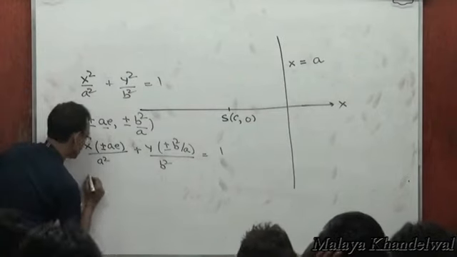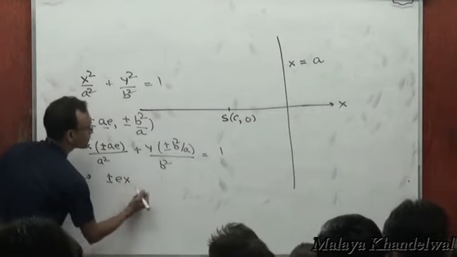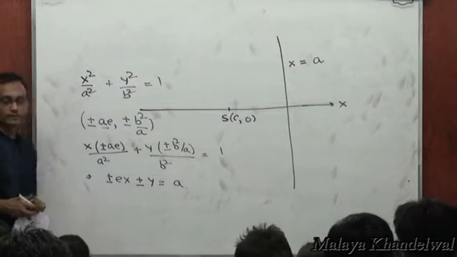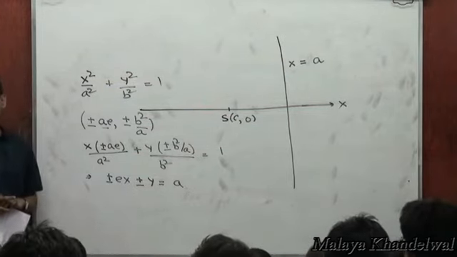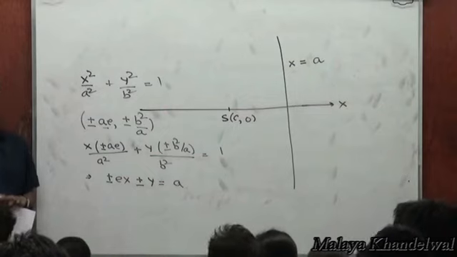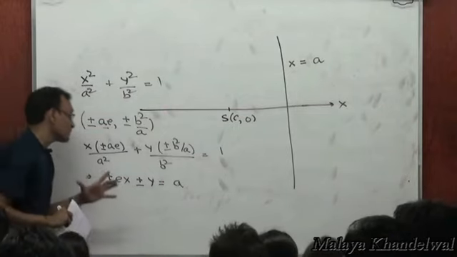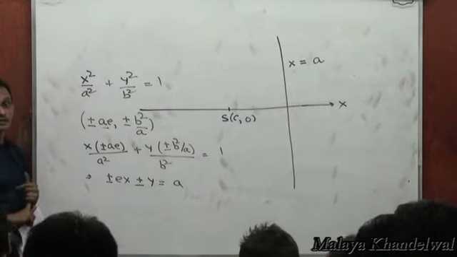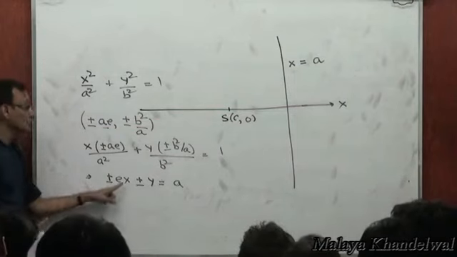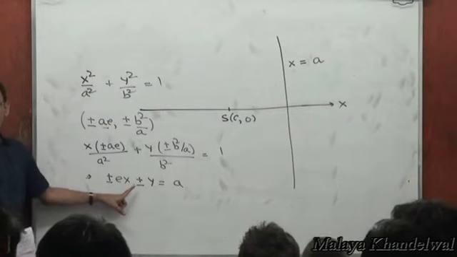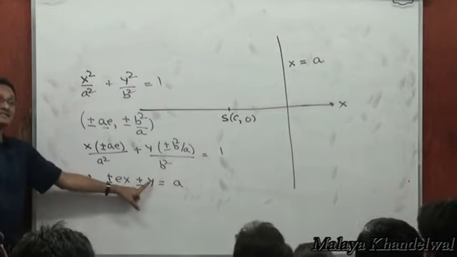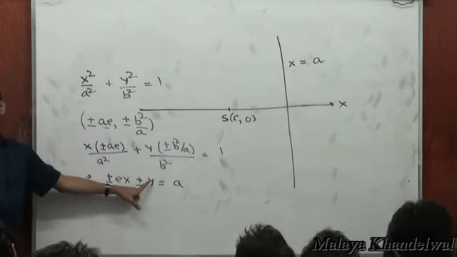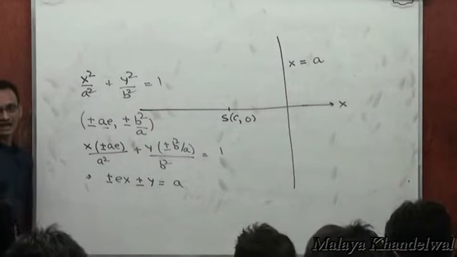Very clearly, this will give me plus minus ex plus minus y equals a. A is a constant but b is a variable. E is a constant but b is a variable. Can you see readily that this will always pass through a certain point? What point is that? 0 comma plus minus a. 0 comma plus minus a will be a point through which it will always pass, right?